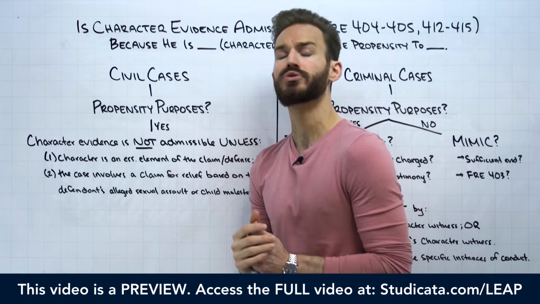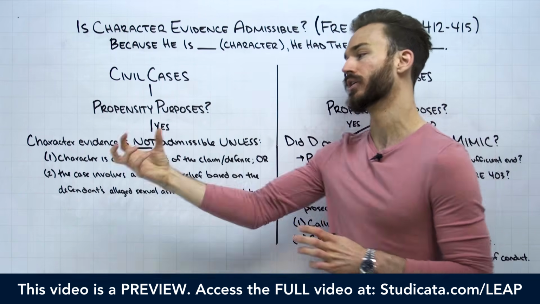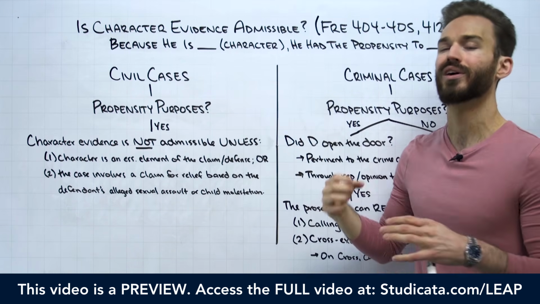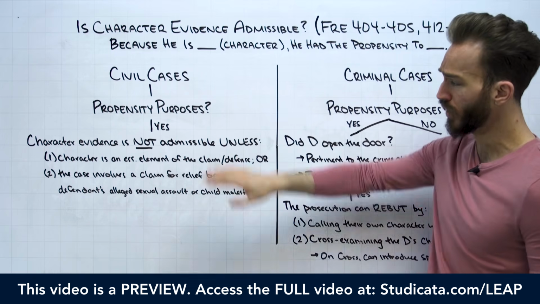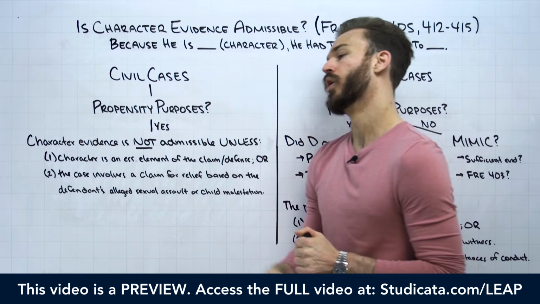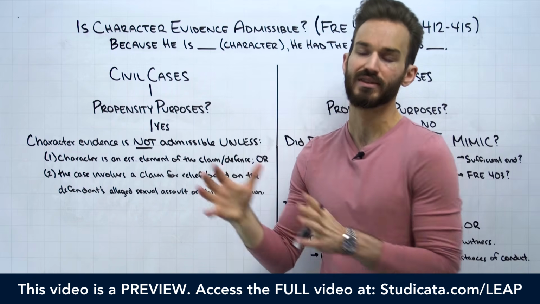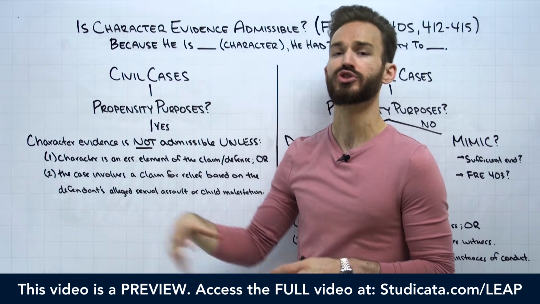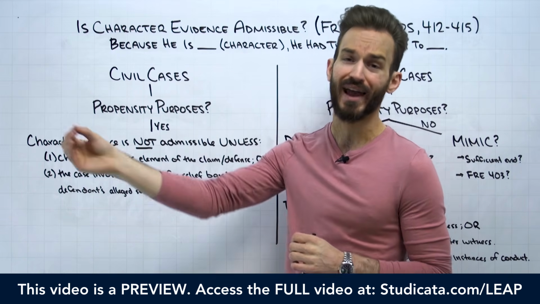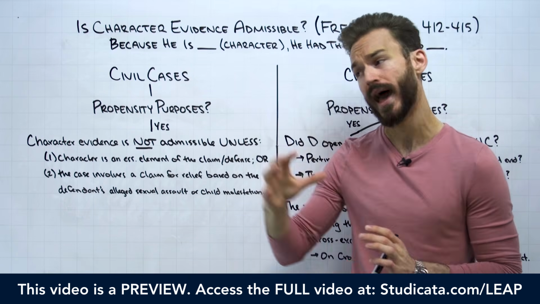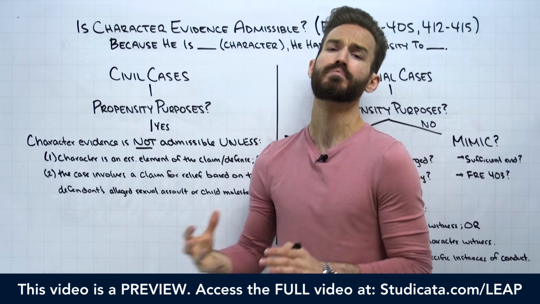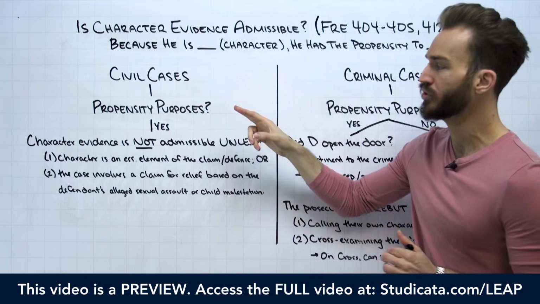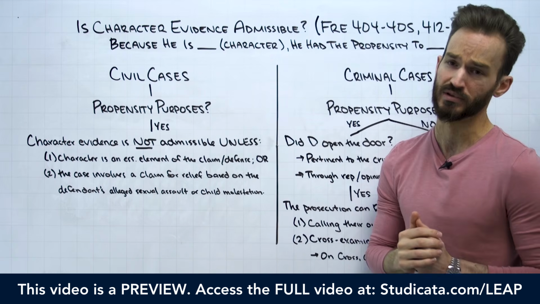Step number 2 is to identify why is this character evidence being introduced? Is it for propensity purposes or non-propensity purposes? So what do we mean by propensity? Well, we have to ask, why is the character evidence being introduced? Are we introducing the character evidence to show that this person acted in accordance with that specific character trait on a particular occasion? If we're doing that, we say that we're introducing it for propensity purposes, right?